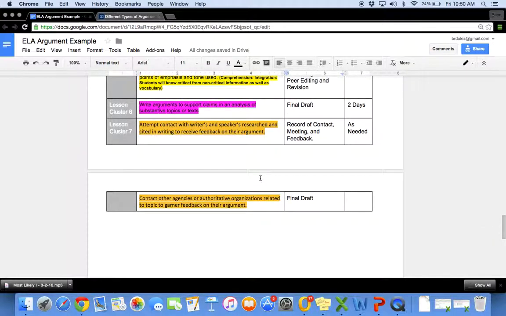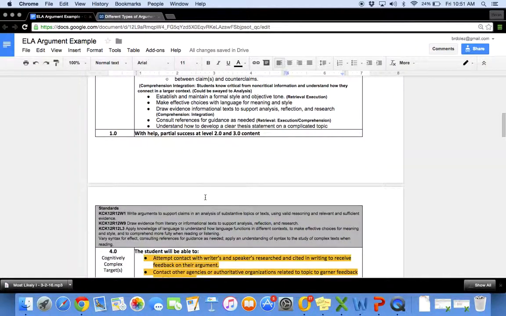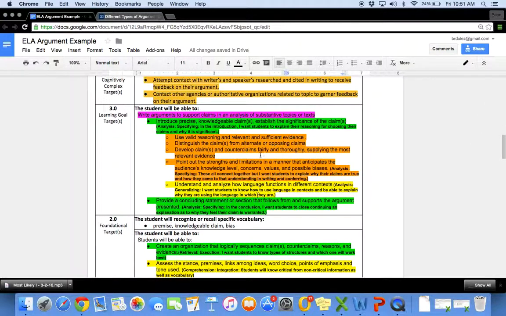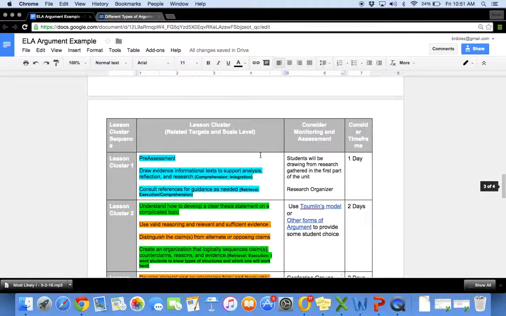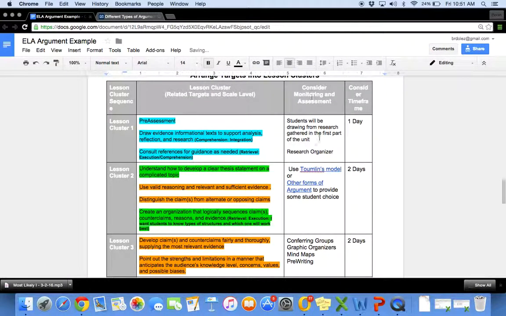I think that's a very authentic way. I'd really like to push all my kids to this point. I think feedback beyond the teacher is always a good thing. So this is how the scale turned into a clustering of targets, into a sequence of targets, and how I plan to assess those targets along the way.